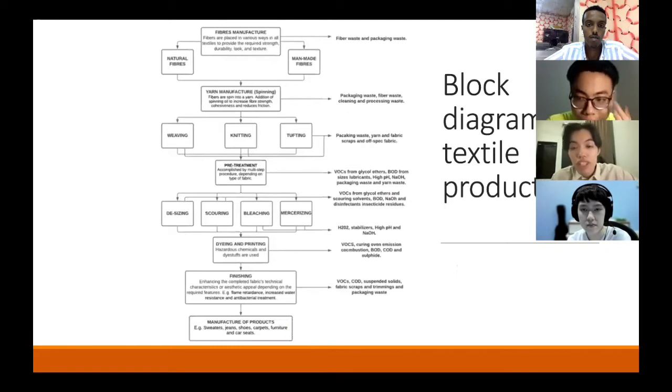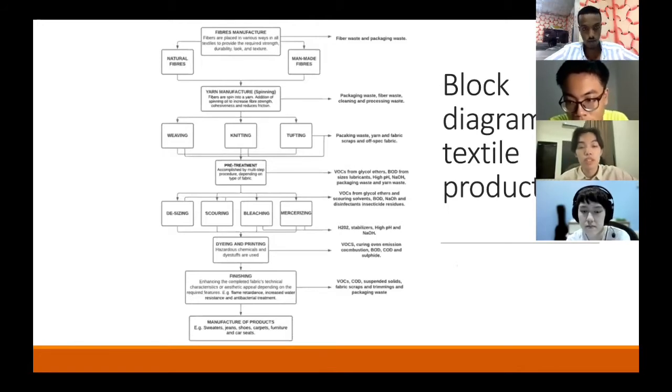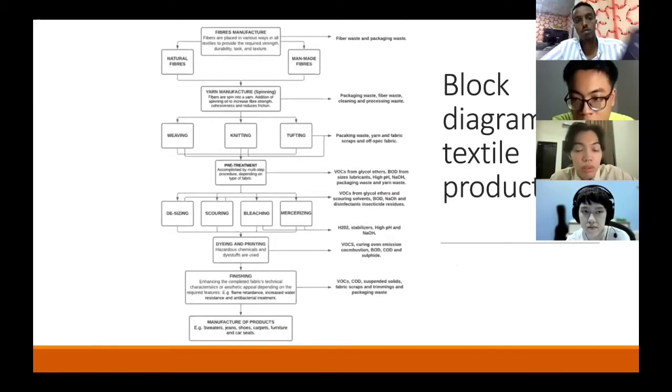Now we have the block diagram of the textile production with waste that is produced after each step. The manufacture of fibers is done in various ways, and all textiles provide the required strength, durability, look, and texture. This can be divided into 2 types of fibers, which are natural fibers and man-made fibers. The next step is the manufacturing of yarn, where we use the spinning process.